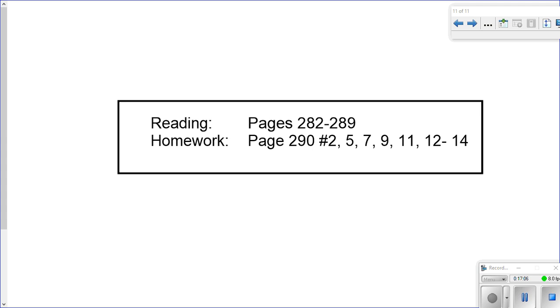Okay, that's it for the homework questions. There is a wide variety of these. I think we're going to rule out 13 and just do 12 and 14.